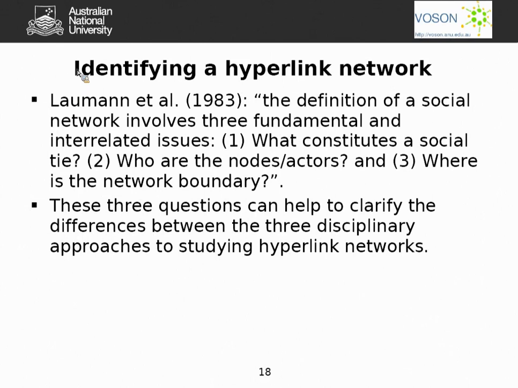The first question is, what constitutes a social tie? Secondly, who are the nodes or actors? And thirdly, where is the network boundary? And these three questions, I think, are very useful for helping us to further elucidate the differences between citation hyperlink networks, social hyperlink networks, and issue networks.